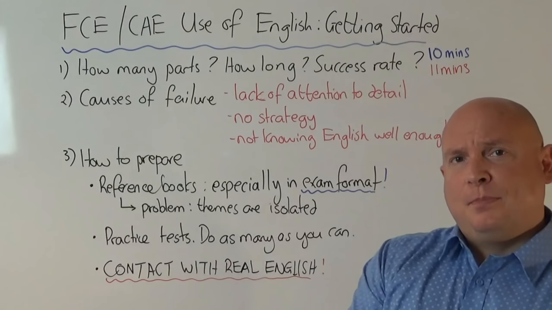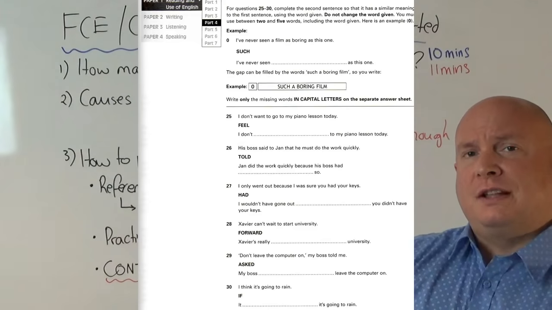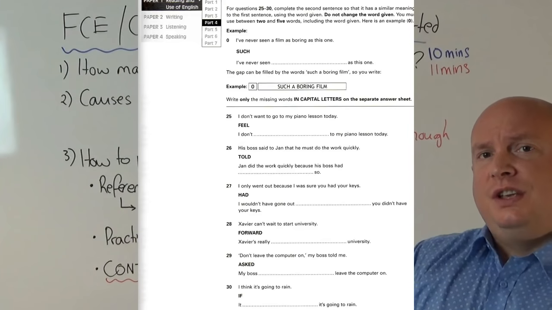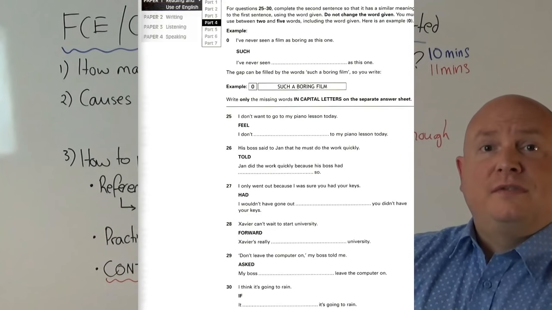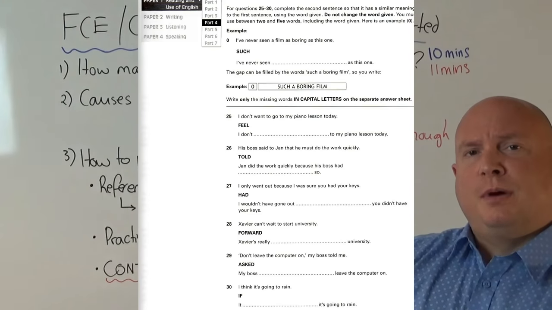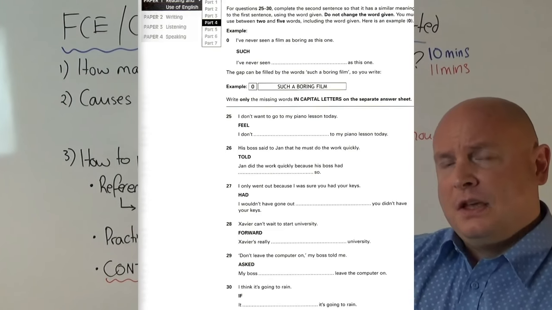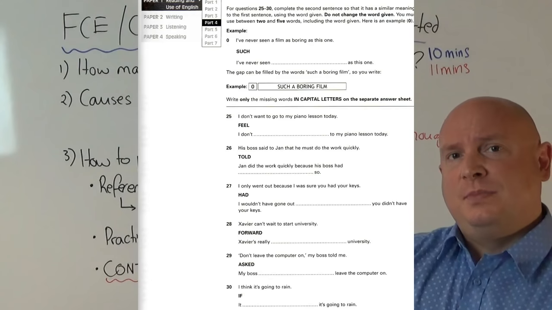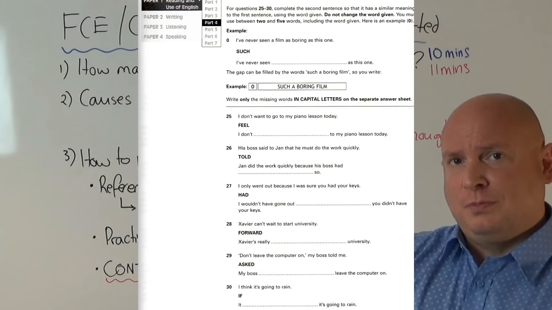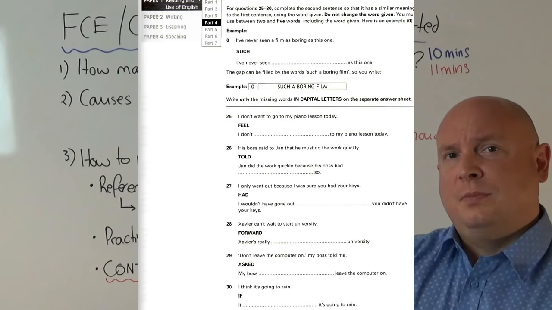And the last one, part four, which most people hate, part four is called keyword transformation. As you can see, you have a number of questions, there are six, and you have a sentence, and then you have a word in bold underneath. That word in bold has to be used in your answer. So the sentence that you give with the answer has to be as close in meaning as possible to the original sentence. And again, I'm going to show you how to do this a bit later.